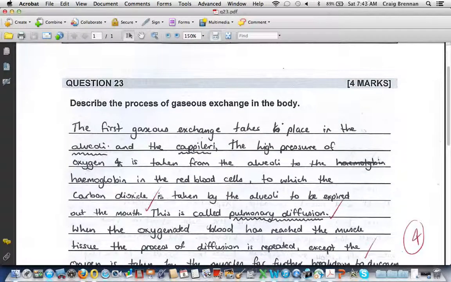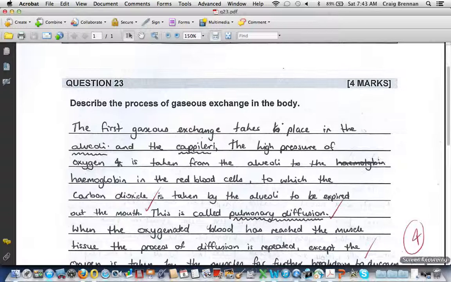So describe the characteristics and features of the process of gaseous exchange in the body. What is happening in the exchange of gases? Not the flow of blood, not the flow of air from our mouth all the way down into our alveoli. It's talking about the exchange of gases that takes place primarily in the alveoli within our lungs. That was the issue with this question.